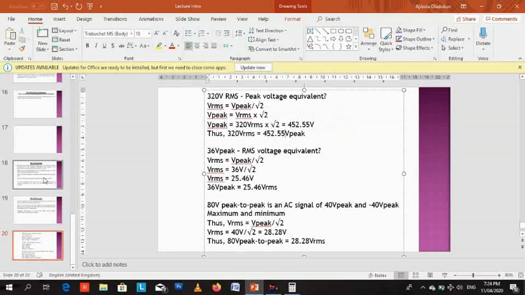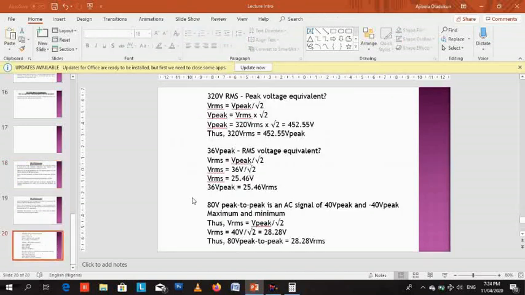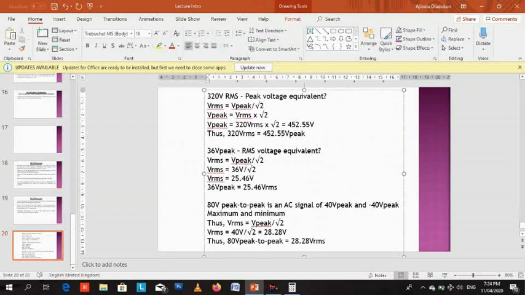The next one says, obtain the RMS voltage of the following V peak. It's basically the opposite of what we've done. So if your V peak is 180 volts, what is the RMS? What's the RMS equivalent? Replace 36 here with 180 volts V peak. So 180 volts divided by root 2.